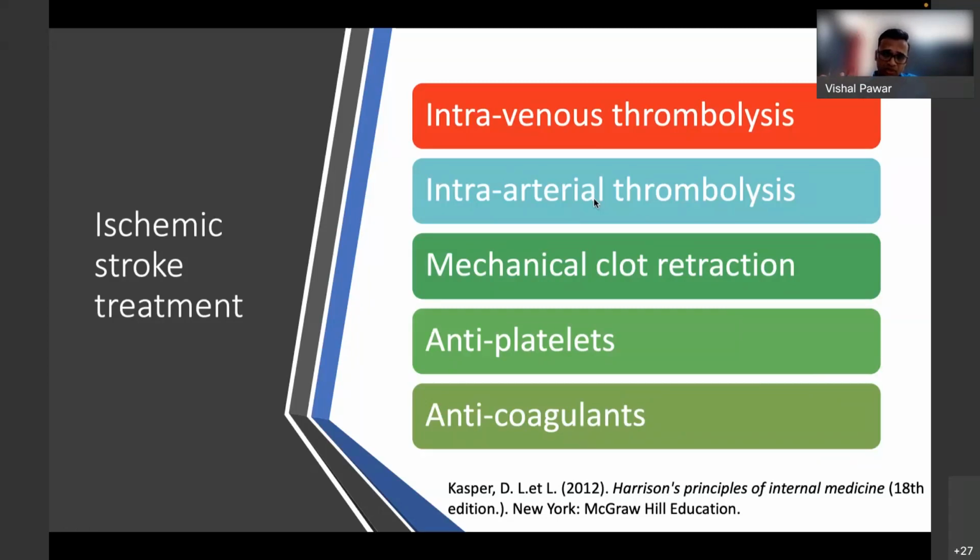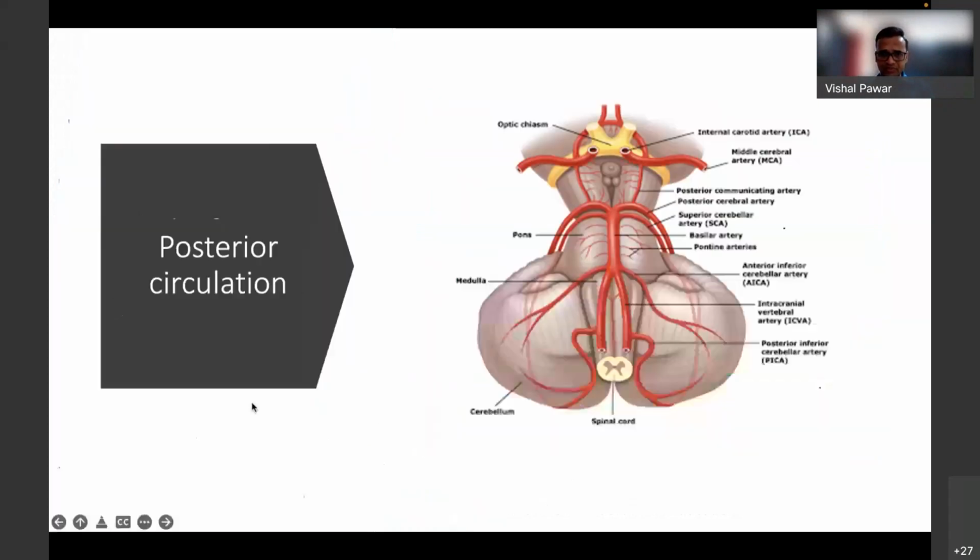That's very important. It's not that 3 hour window period. If we thrombolyse at 1 hour versus 3 hours, the benefits will be more at 1 hour as compared to 3 hours. So it's very important that the earlier we do the treatment, and these are the variety of options in the patients. And this is what I was talking about, the posterior circulation.